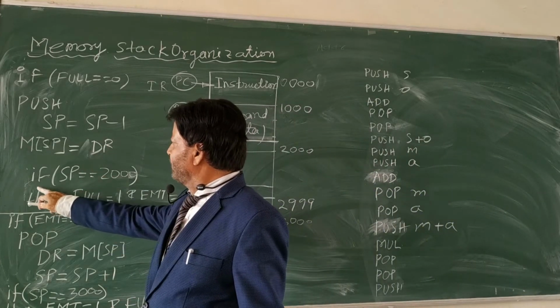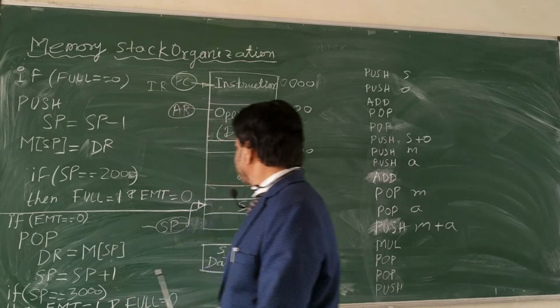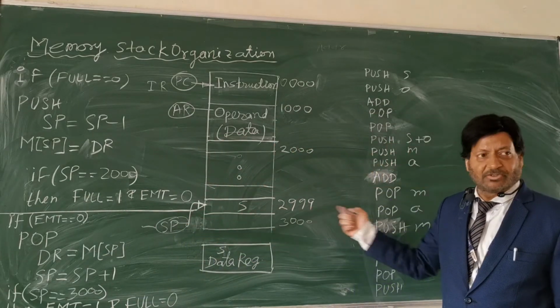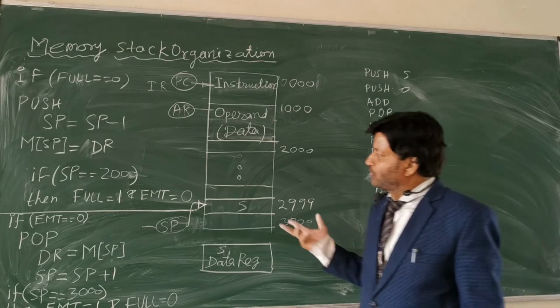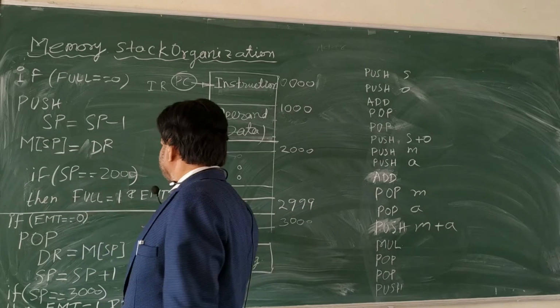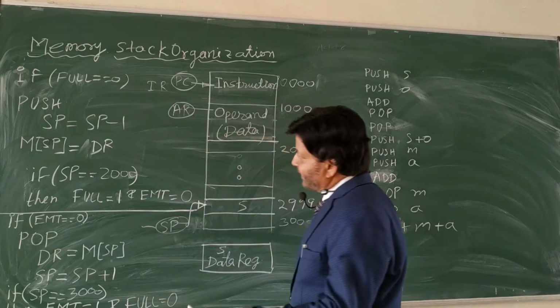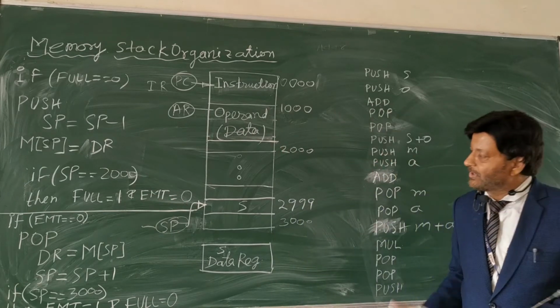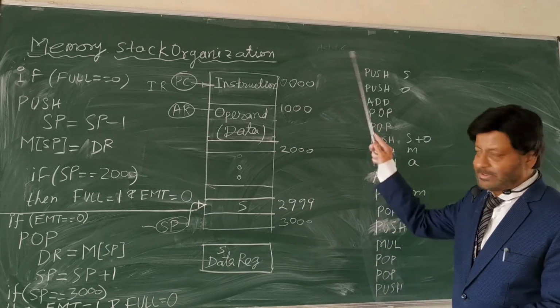Now you will check if SP is equal to 2000. SP is not equal to 2000, it is 2999. So it will not be set. Okay, so this portion will not be executed. So we are subtracting 1 from the SP. That is why we are implementing this in a negative way.